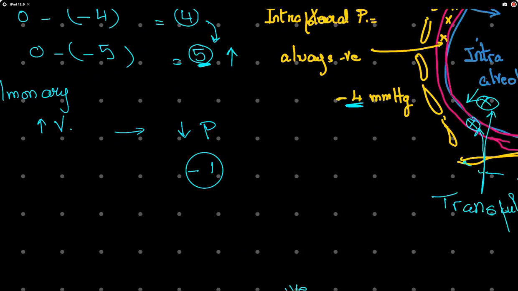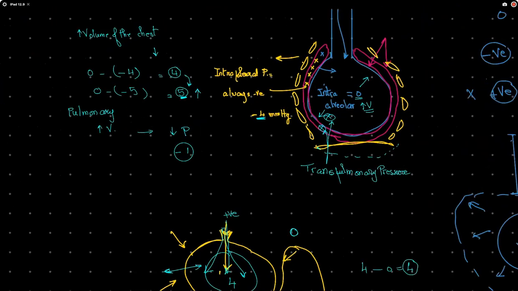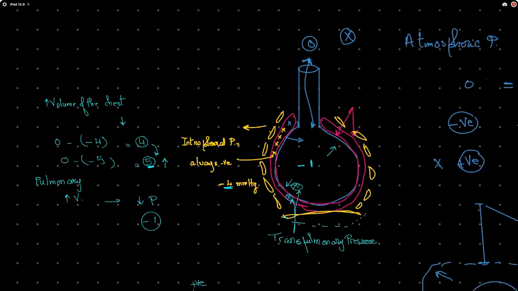And as it drops to -1, remember the lungs' air sacs are connected to the outside, to the atmosphere. On the outside, I have a pressure of 0 millimeter mercury. This is the atmospheric pressure. And inside now, I have a negative pressure, a -1 pressure.